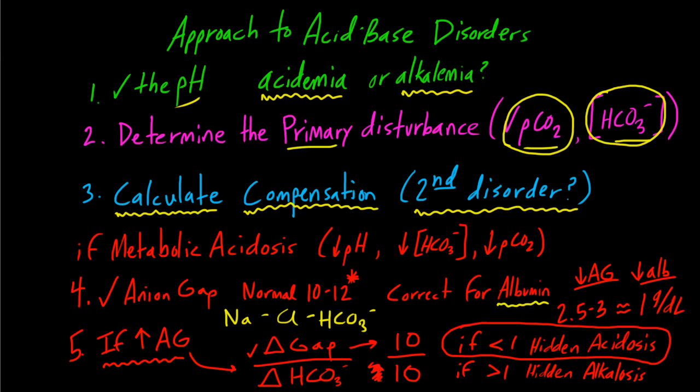Similarly, what if this ratio was very large, right? If the delta bicarbonate was like 2 and the gap went up by 10, then that would give a ratio of 5. So if the ratio is greater than 1, that would suggest you've uncovered a hidden metabolic alkalosis. So this is one of the methods you can use to double check for any hidden processes if someone has an anion gap metabolic acidosis.